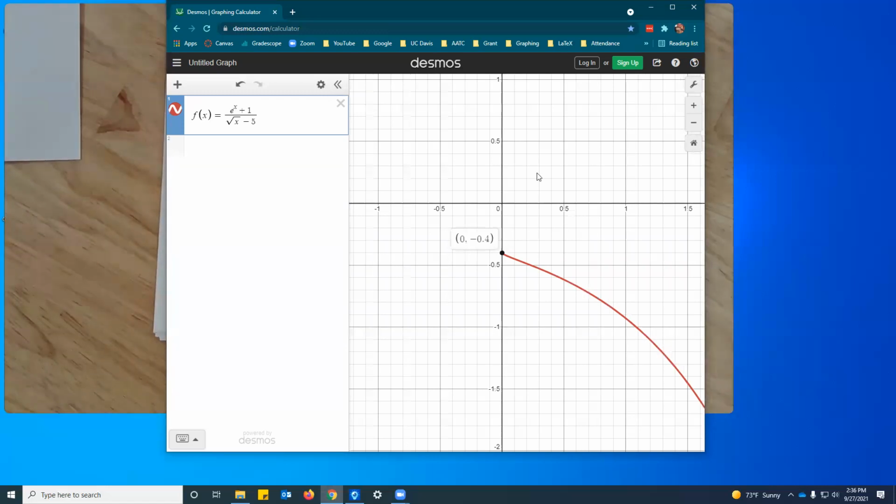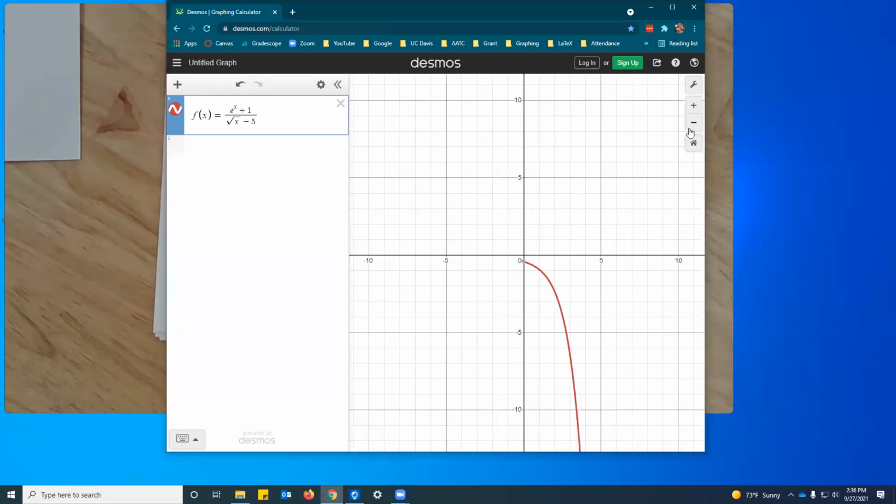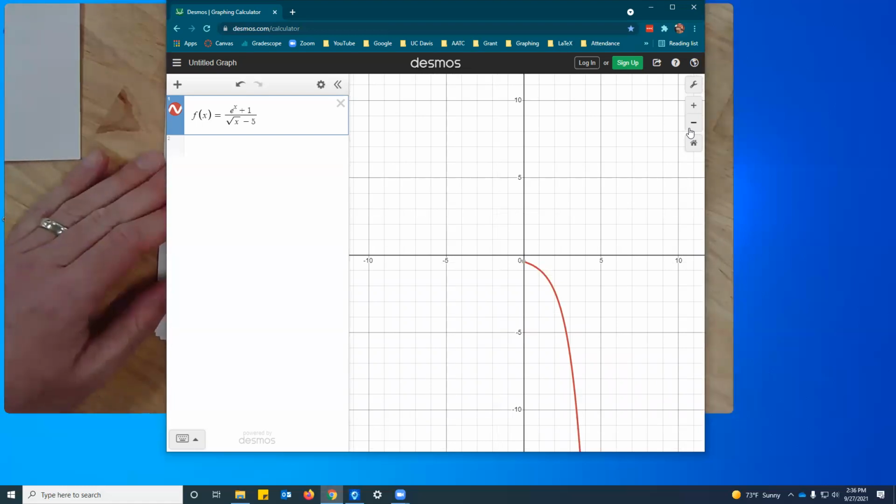So if I had to guess with this limited information here, I would guess that my range was, now this is not going to be all the way right, but I would guess that my range was everything from negative infinity to negative 0.4, inclusive.